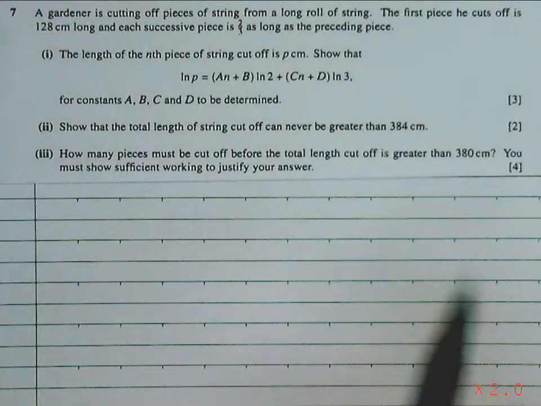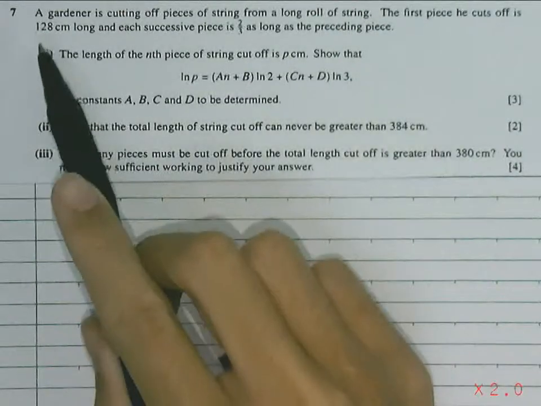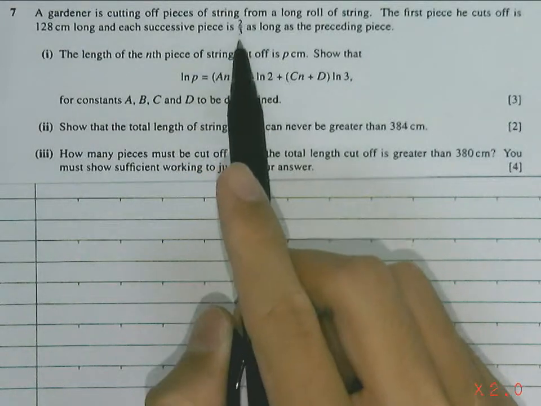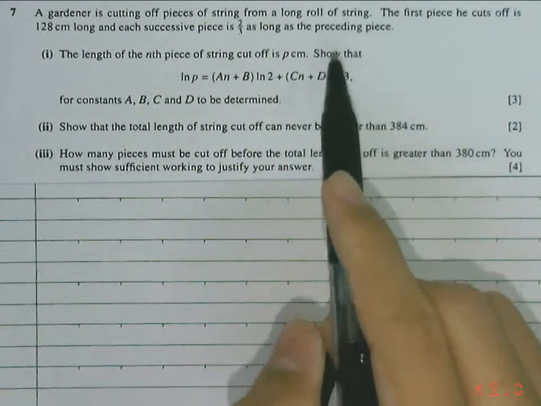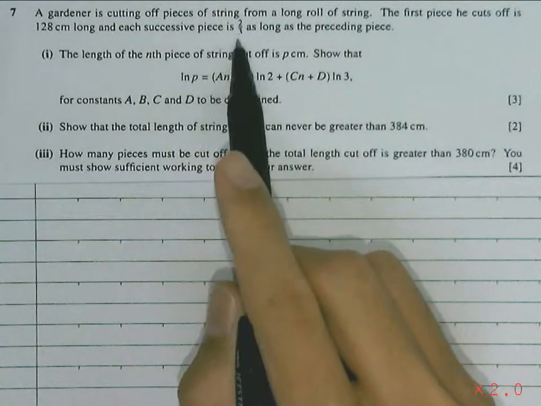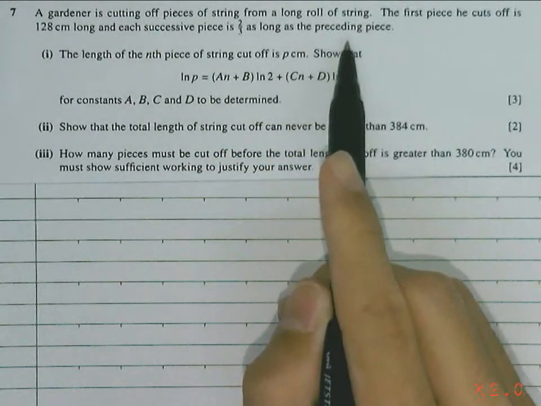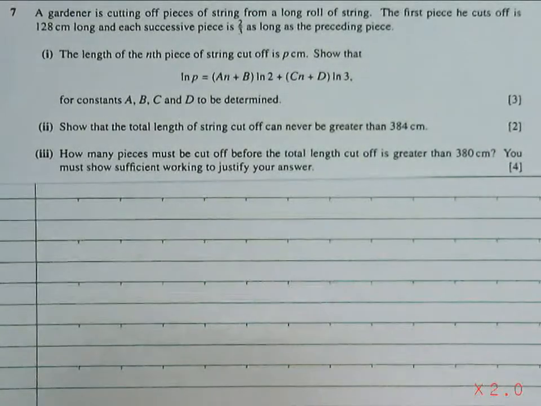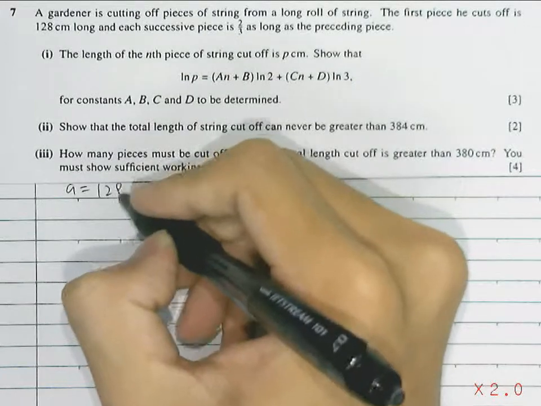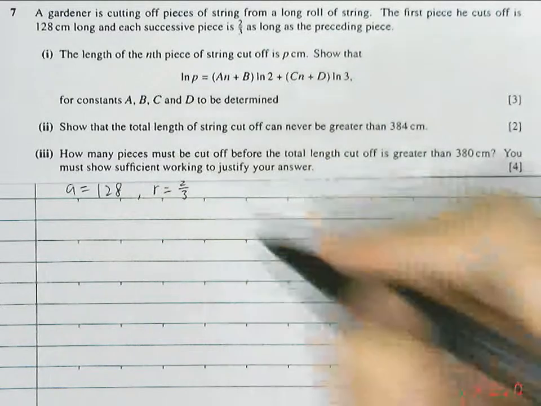So a gardener is cutting off pieces of string from a long row of string. The first piece cut off is 128 cm long, and each successive piece is 2/3 as long as the preceding piece. So this is obviously an AP-GP question. Since every successive piece is 2/3 the preceding piece, we know that it is a GP. So first we will state, since it's a GP, our a, our first term, will be 128, and our r will be 2/3.